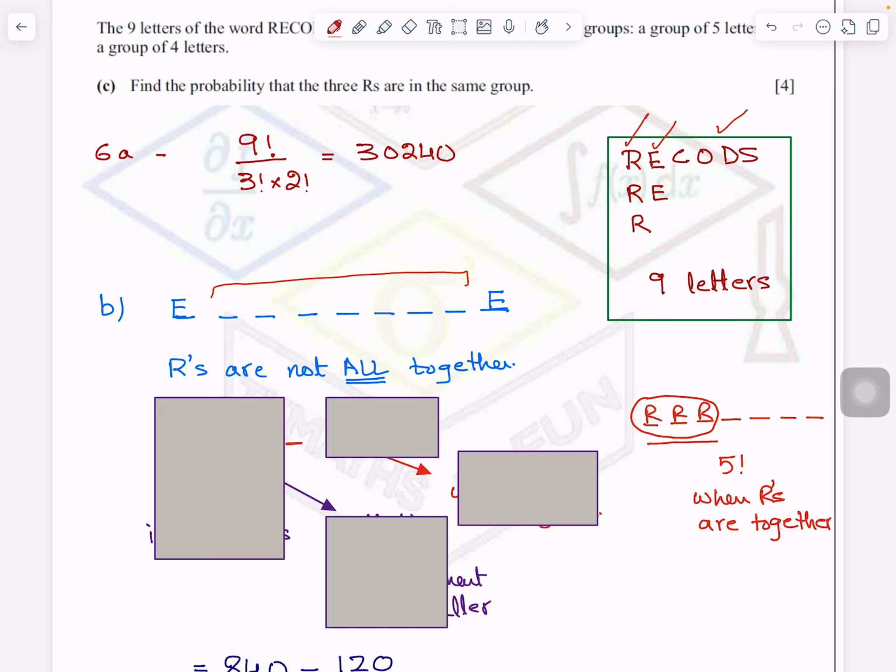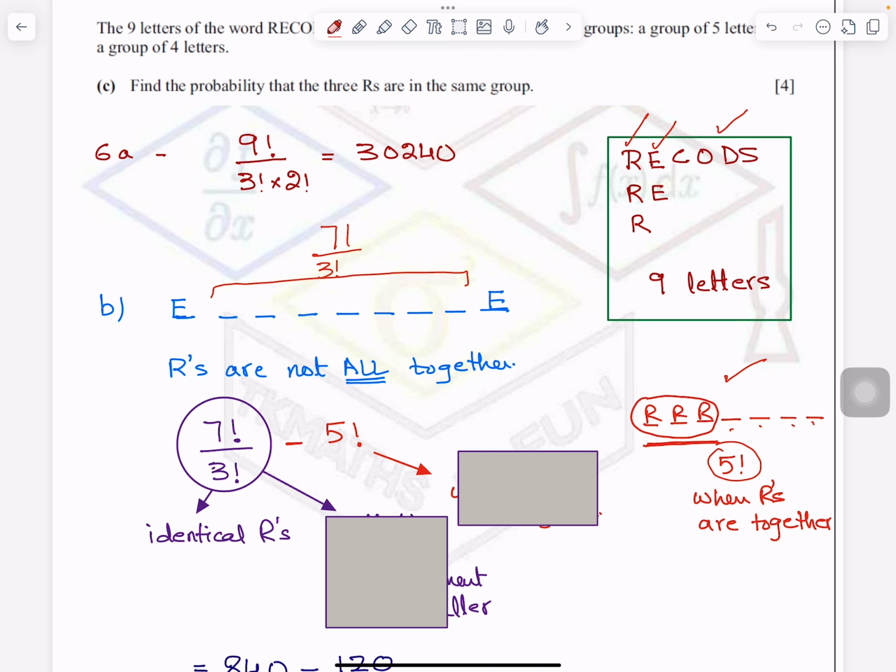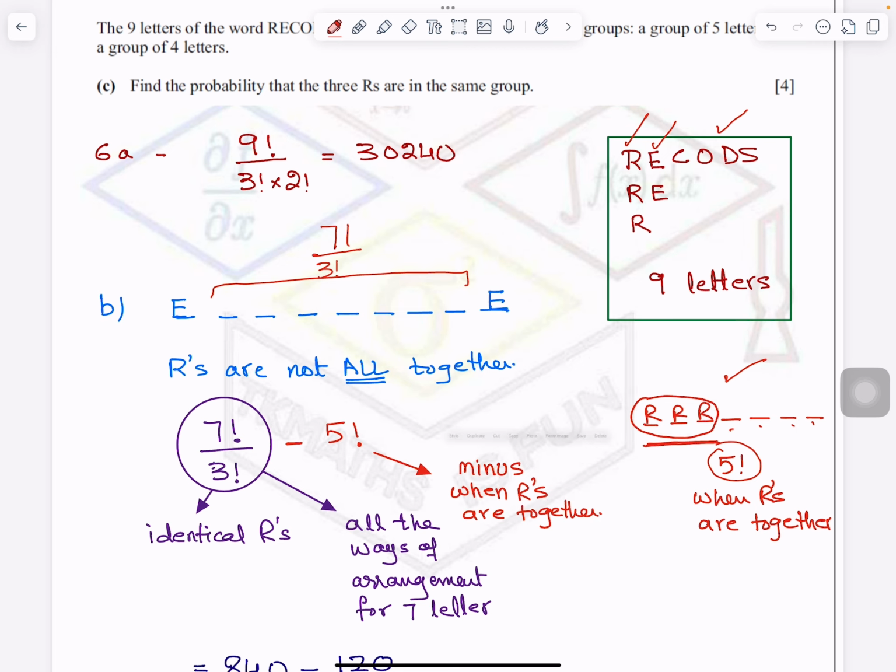So first of all, you will find out the cases in which they are together. I have shown you here, you have made a group of them. So 1, 2, 3, 4, 5. 5 factorial is the number of ways when R's are together. So I will minus it. I'm doing minus 5 factorial from where? I will minus it from all the cases. And now what are all the cases? 7 factorial divided by 3 factorial because there are 3 R's. So I'm subtracting the cases when R's are together from all the possibilities, and it will give me the desired result when R's are not together.